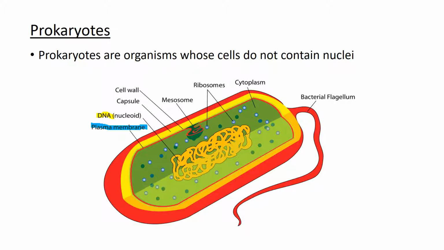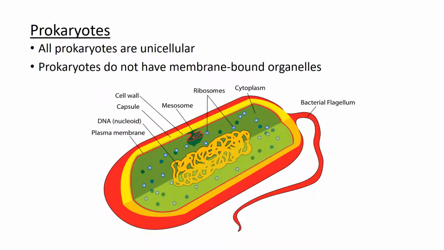It's simply floating in the cytoplasm. And the cytoplasm is represented as green, so I've highlighted the word in green. The DNA is simply floating in the cytoplasm. It doesn't have its own protective membrane. That's what we mean when we say prokaryotes do not have a nucleus. All prokaryotes are unicellular, meaning that they're made of just one cell.